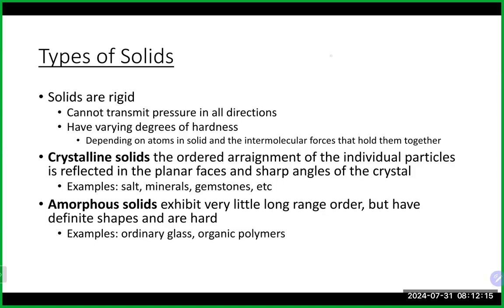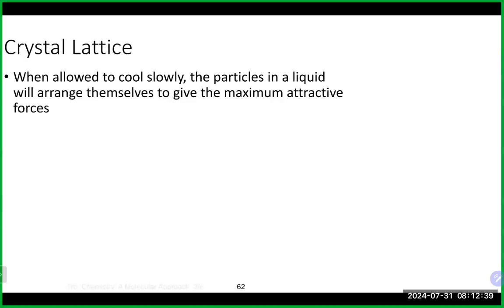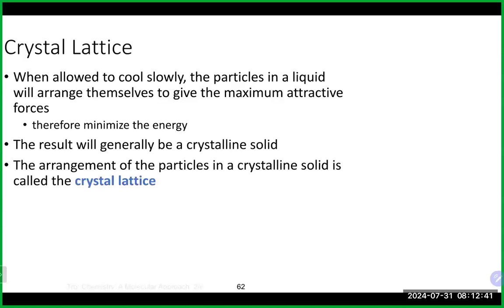These are arrangements of particles when they are in the solid in a very ordered, repeatable sort of pattern that happens. An amorphous solid has very little long-range order, and has a definite shape and are hard. Things like glass and organic polymers are more amorphous sort of solid. We're going to focus on really sort of crystalline solids here.